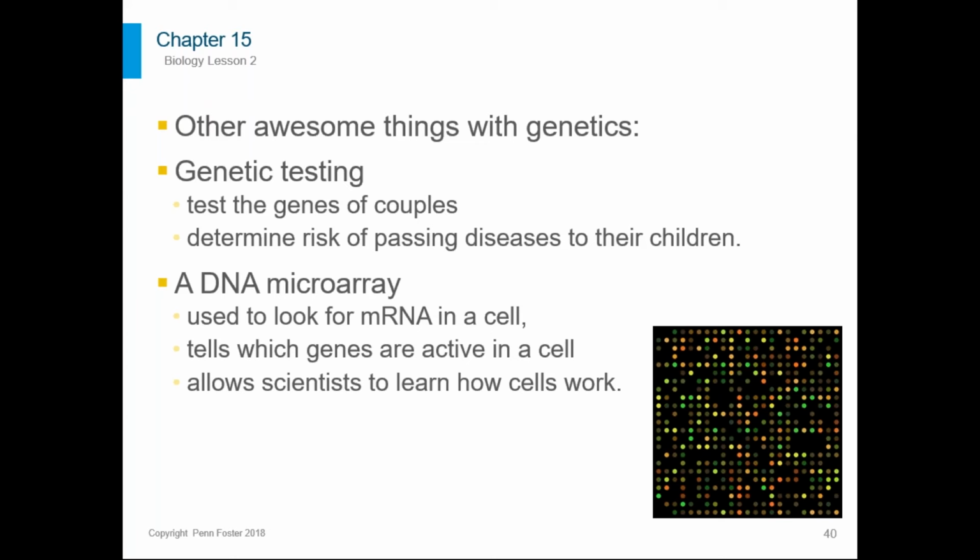So for example, they might take a tumor cell and a regular cell and compare them. And then you get this microarray over here. And all of the green dots are genes that are only active in the regular cell, and all of the red dots are only active in the tumor, and then the yellow and brown dots are active in both the regular cell and the tumor.